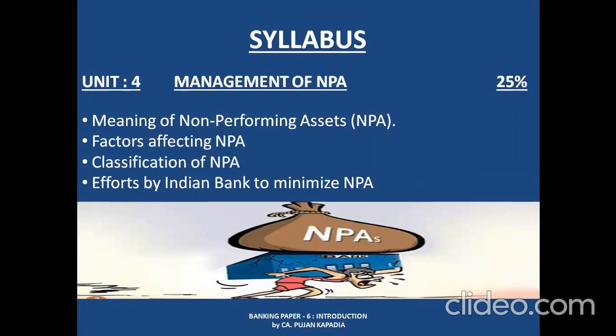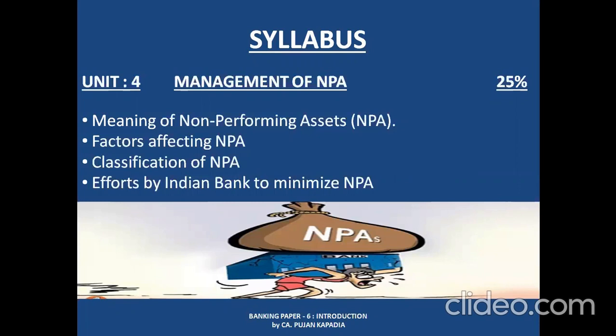The full form of NPA is non-performing assets. If any loan account gets overdue by more than 90 days, there are two important words. First is overdue. Overdue means if you have taken a loan from the bank and you are failing to pay the principal amount or interest amount or both.